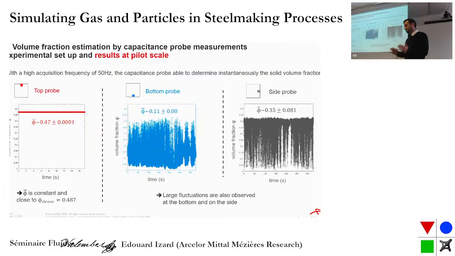So it means that we are looking at a sort of heap, let's say, that is dense. If I'm looking at the bottom, you see that we have a very large fluctuation of the volume fraction, and also that it is a quite low value. If I take the mean, I have 0.11. And if we look on the side, we have another behavior, which is a larger volume fraction value, about 0.35, and also larger fluctuations.